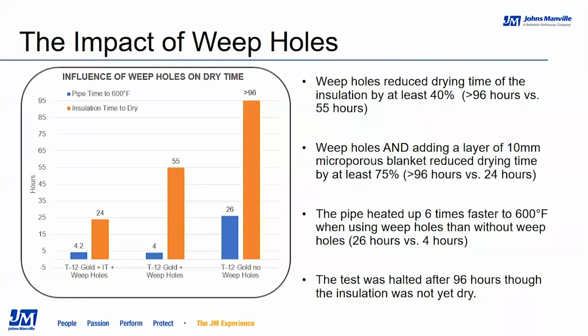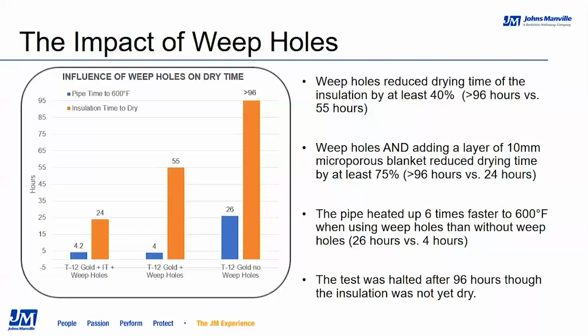Now, as you can see here, there were 3 different assemblies that we tested. The first assembly had saturated Thermo-12 Gold, a layer of InsulThin HT, and weep holes drilled into the jacketing. The second assembly had saturated Thermo-12 Gold and weep holes without the InsulThin HT layer. And then the third assembly just had the saturated Thermo-12 Gold and the jacketing without any weep holes. As you can see in the graph, the weep holes played a significant role in facilitating both faster drying time and faster heat up time.